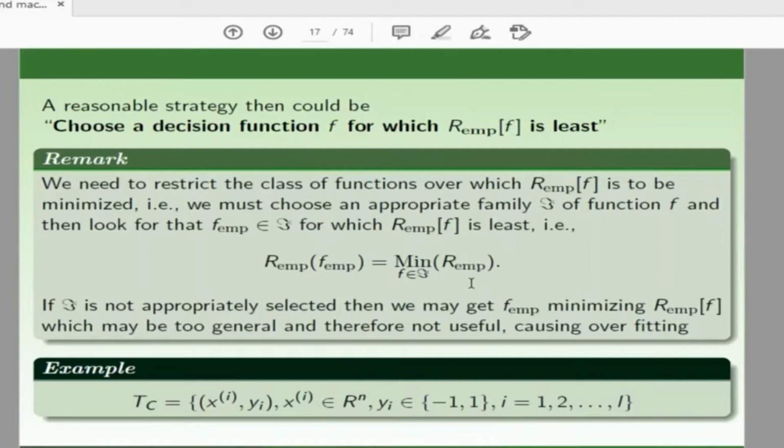Okay. So that means we cannot compute the actual risk. For that, we have tried to define the meaning of empirical risk. Empirical risk I can compute for every f once I make a choice of loss function. And then the empirical risk principle says that choose that f for which the empirical risk is minimum. So you can take an example here.